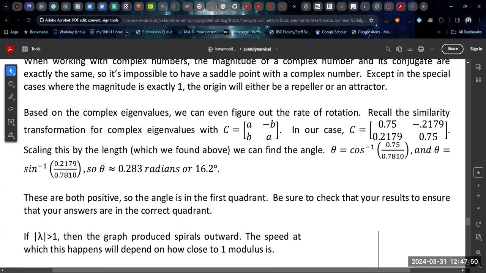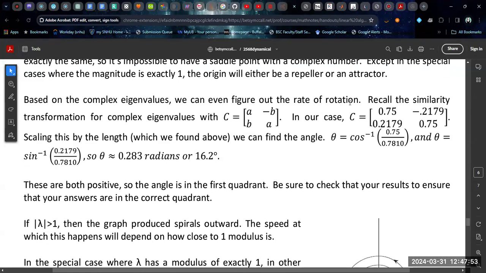Now, if we want to, we can analyze this a little bit further and figure out the rate of rotation. There is a similarity transformation for complex eigenvalues where we put our components into our matrix like so. And by scaling this, we can actually find out the angle of rotation. In this particular case, we end up with about 16.2 degrees of rotation each time you multiply by the matrix. That tells us how quickly we're spinning around, again, about 0.28 radians.